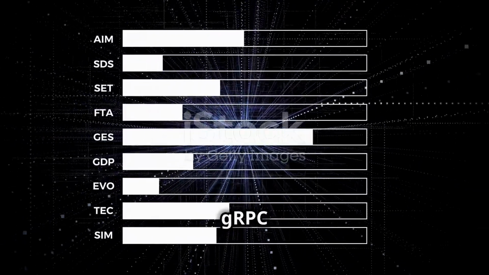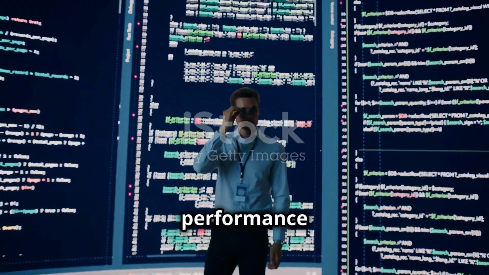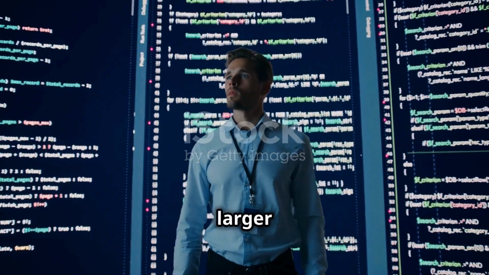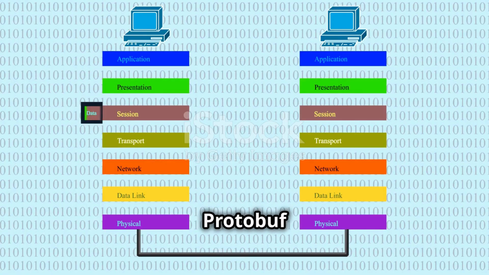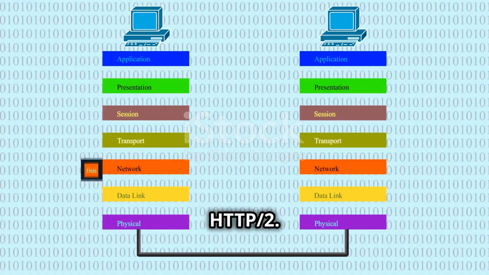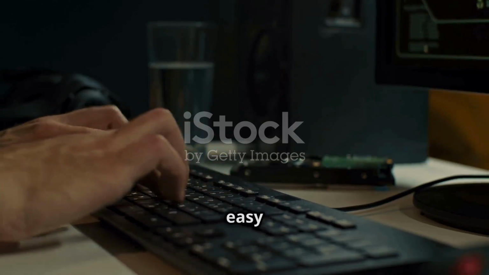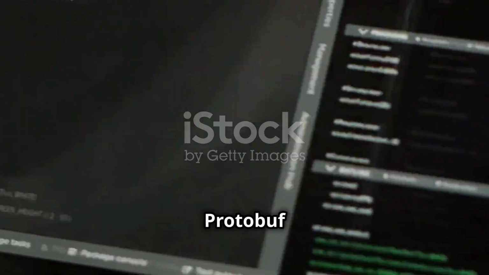Here's how REST and gRPC stack up in key areas. 1. Performance. REST is slower due to larger payloads like JSON. gRPC, on the other hand, is faster thanks to compact protobuf and HTTP/2. 2. Ease of use. REST is easy to implement and widely supported. gRPC requires learning protobuf, but offers better performance.